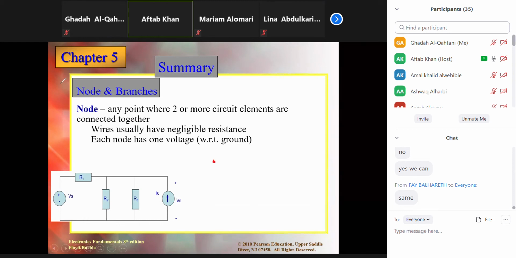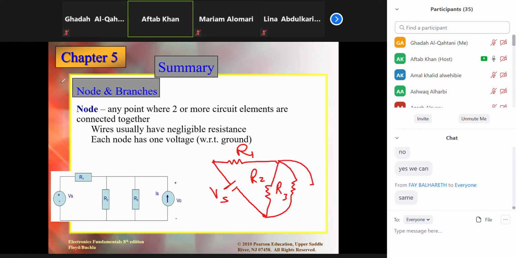So R1, Vs, and now this is R2. Now this is R3. Sorry, this is the current source, which is IS. IS, R3 and R2, R3, and this is the current source.